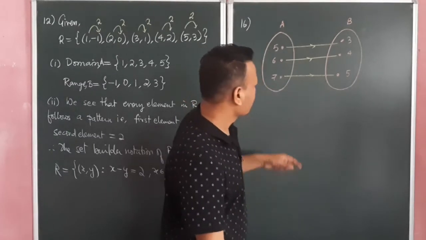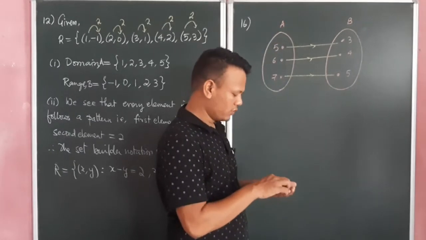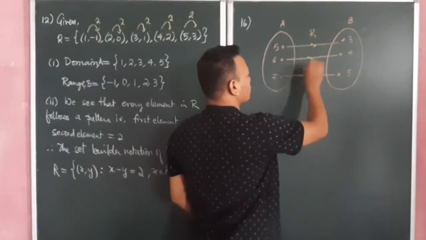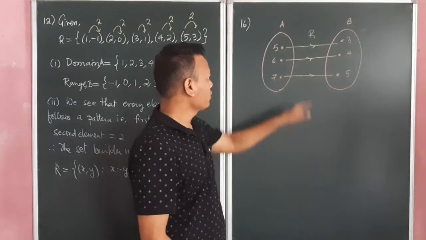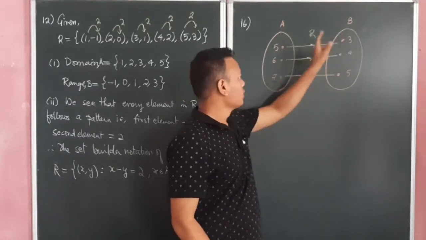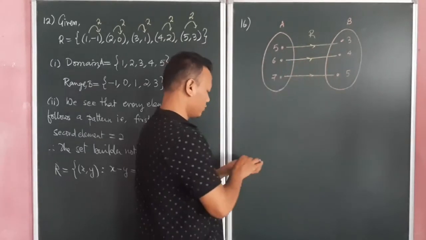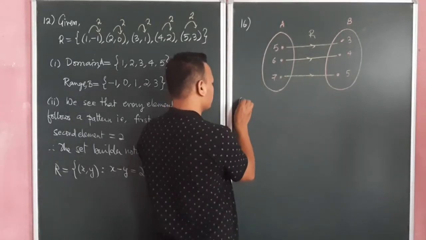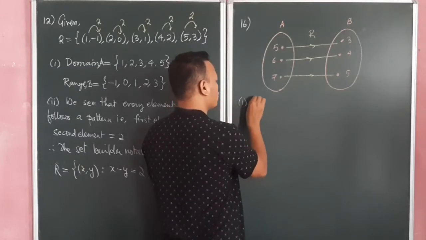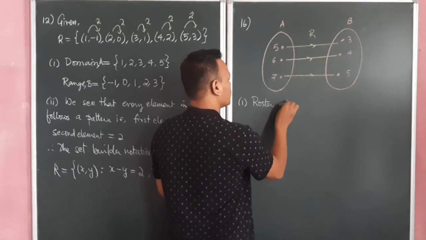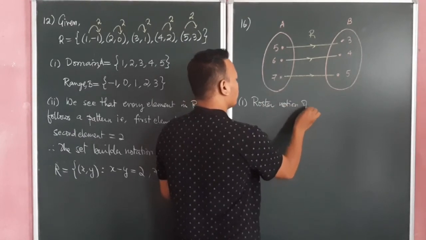Alright, so this is the first set and this is the second set. So these arrows give you the relationship. That means 5 is related to 3. So the first one is the roster notation, isn't it? Yes, so therefore number 1, roster notation of the relation.